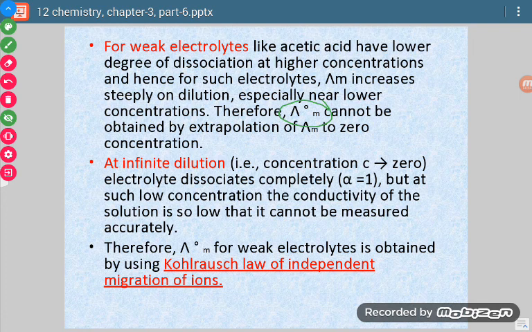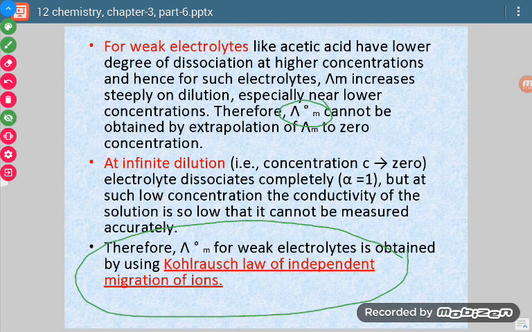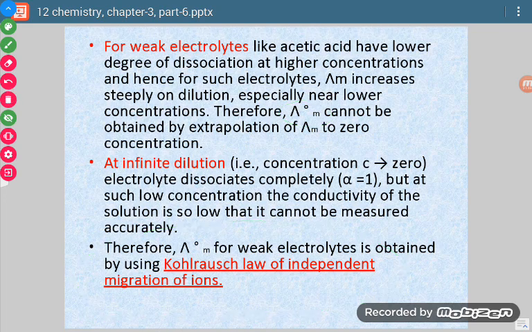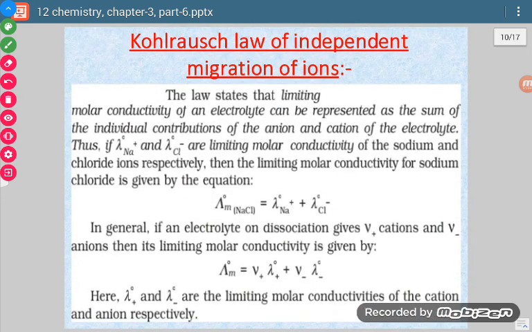So after extrapolation, we can find out the value of lambda m naught for a strong electrolyte from the graph, but in the case of a weak electrolyte, we cannot find the value of lambda m naught after extrapolating the graph. Now for a weak electrolyte, how can we obtain this value? There is a law given by Kohlrausch, known as Kohlrausch's law of independent migration of ions. So what does this law state?